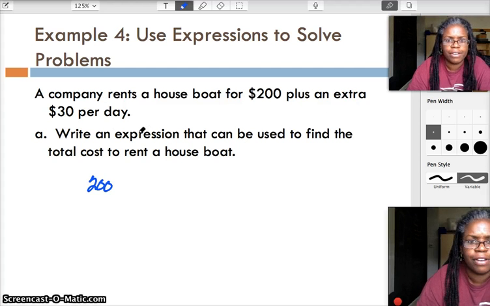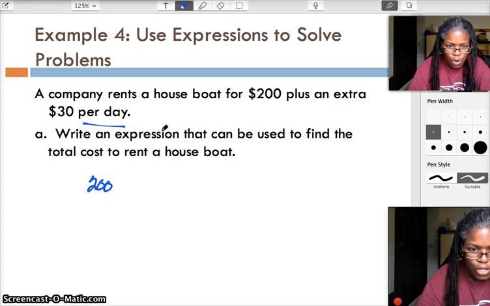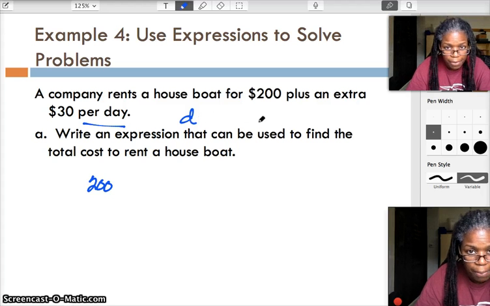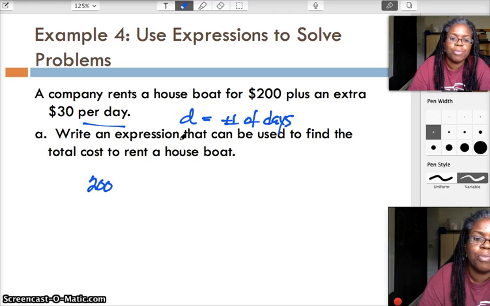What is the thing that varies here? What is the thing we don't know about? We don't know how many days. So we're going to define our variable. Let D represent the number of days. D isn't days, it's the number of days. I think you guys are catching on. Your variable always has to represent an amount or numerical amount, so you want to keep that in mind when you're defining it.